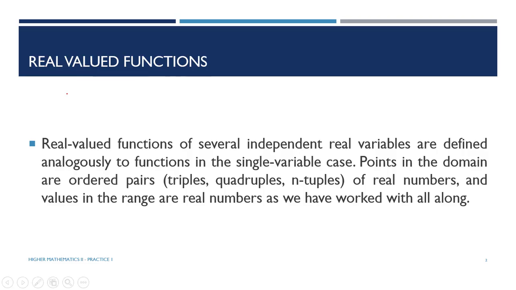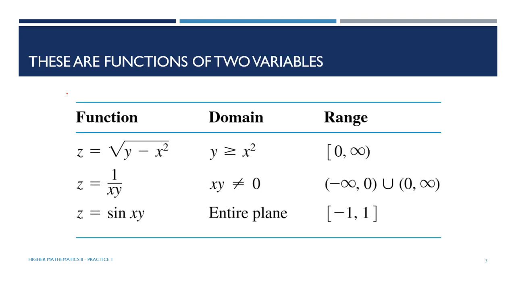As we mentioned in the lecture, real-world functions of several independent real variables are defined analogously to functions in the single variable case. So we remember this one in the lecture side. And here are the examples that we saw in our lecture. The first one, z equals to square root of y minus x squared.